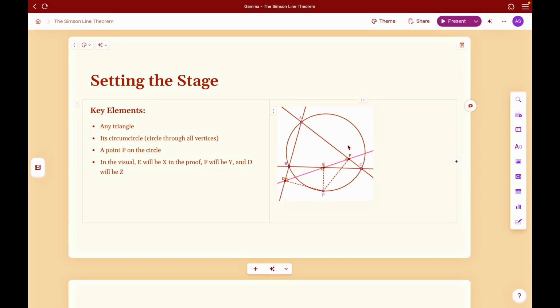These 3 points are found like this: if we take the line from A to B and extend it outwards until we find the closest point to P, and do that for the other lines. So D is the closest point to P on this line, E is the closest point to P on this line, and F is the closest point to P for AC. These 3 points are collinear, or they will form one straight line.